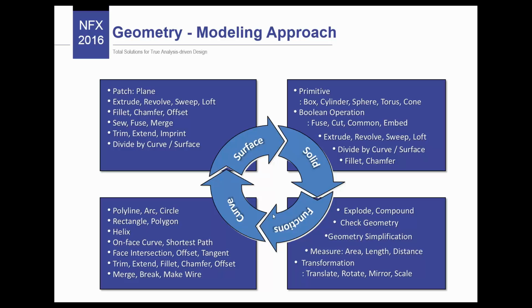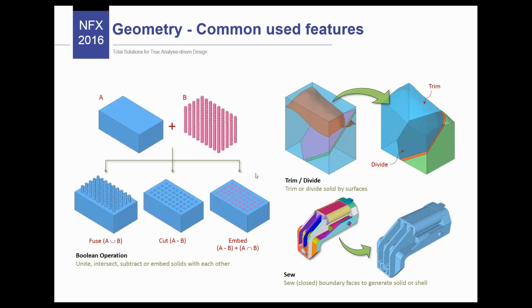So you have total control of the model. You can work on curves, on surfaces, on solids. You can mix everything together, and those are all the features which are supported to work on the geometry. So it's a lot of things, so I can be a bit more visual. For example, Boolean operations, you can directly do that. You can trim your model, you can divide, you can sew the faces, and so it's actually very convenient to work on the model.